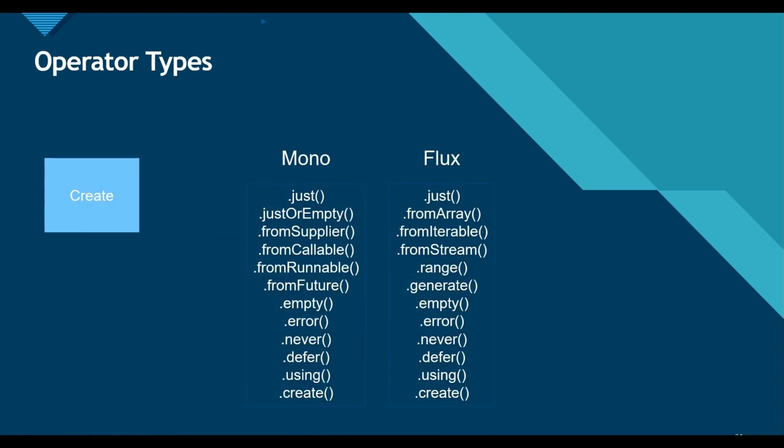Now let's see how many operators we have that fall under the create category. So we have a total of 24 operators, and we have already seen two of them.